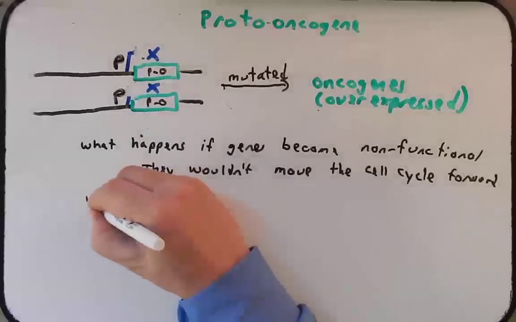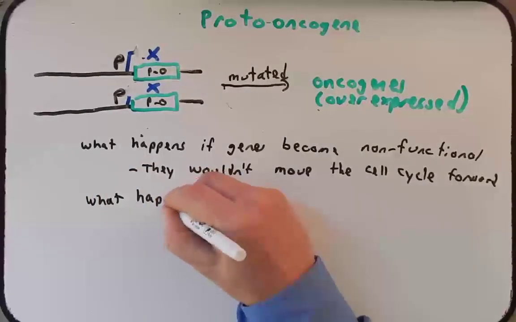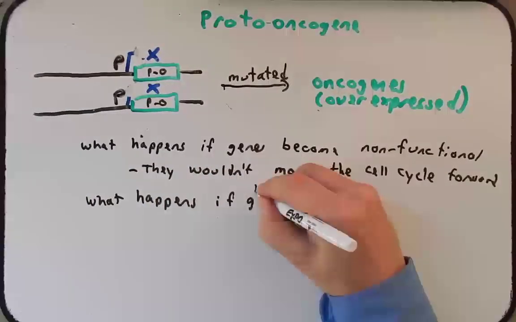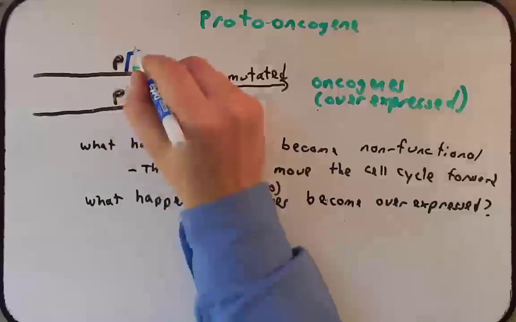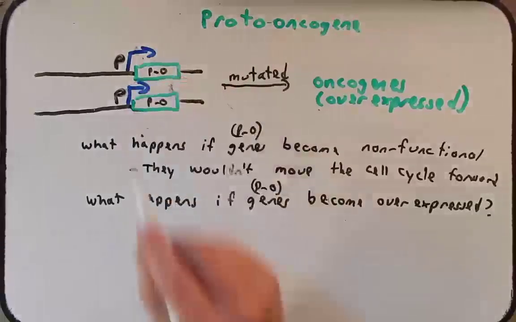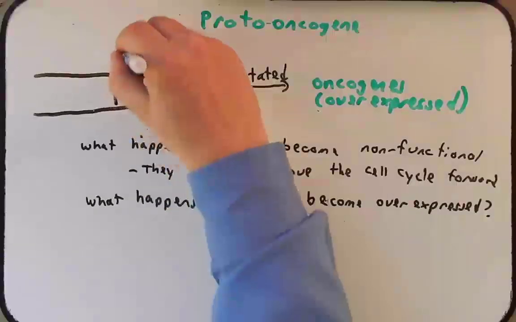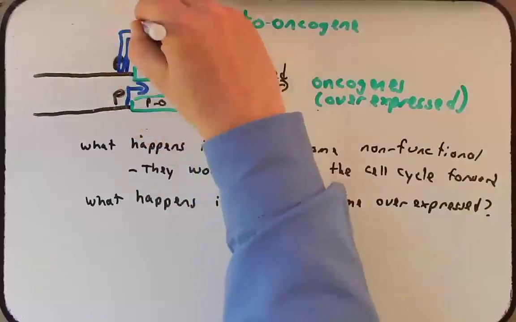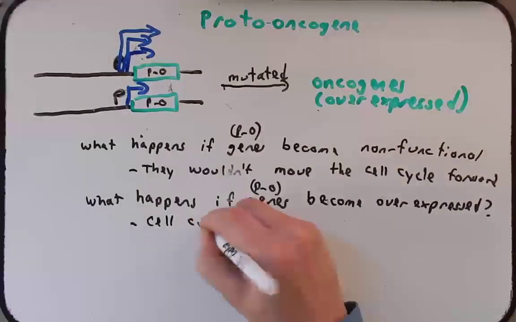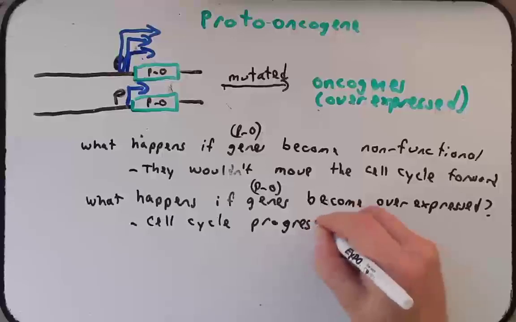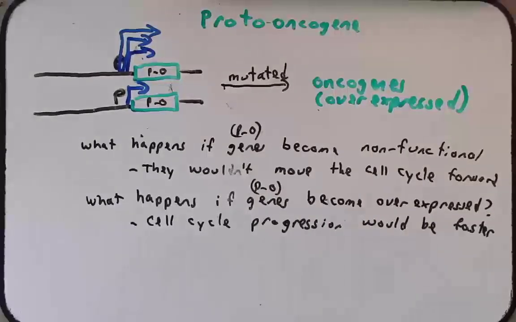So let's ask the follow-up question. What happens if proto-oncogenes become overexpressed? Remember, normally they're this way. So what happens if, say, one of these becomes active in such a way that its expression is much higher? If that happened, cell cycle progression would be faster. And this is what cancer is all about: faster, unregulated cell growth.